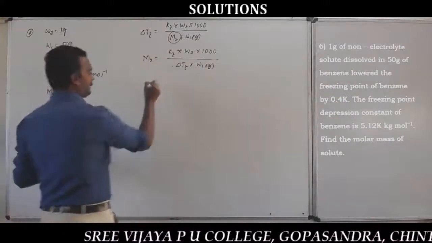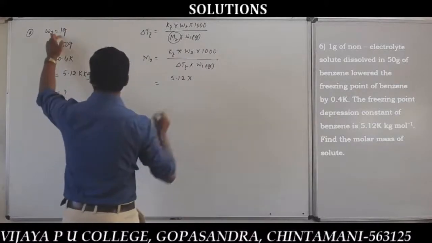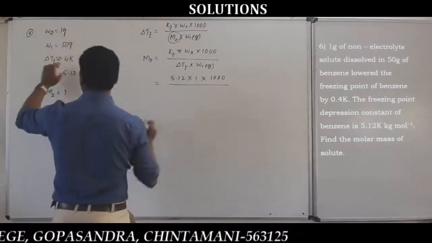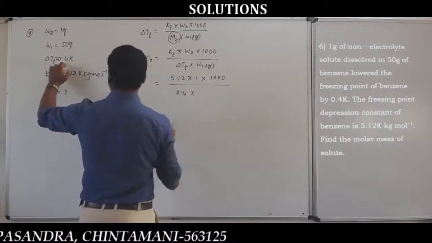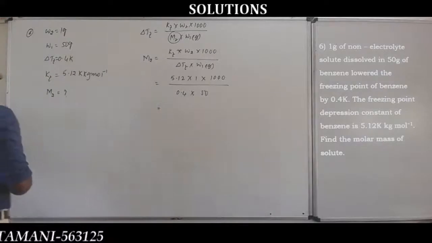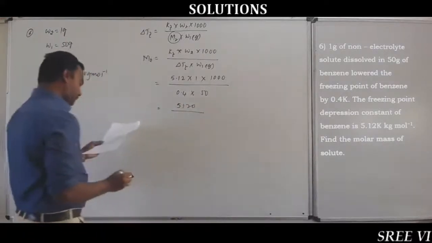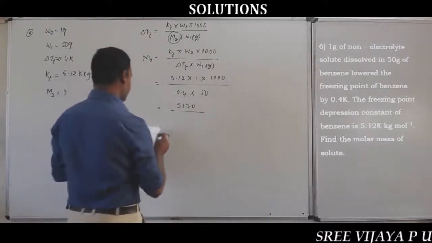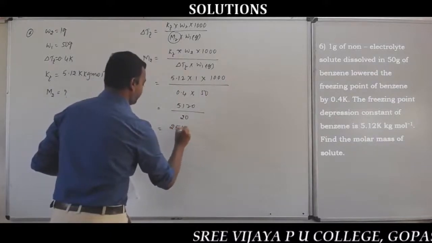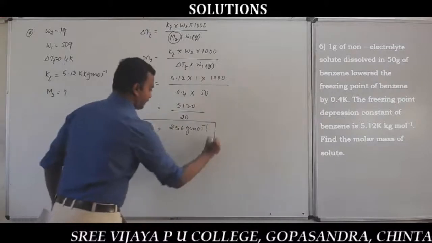Substitute the values. KF is 5.12, into W2 which is 1 gram, into 1000, divided by delta TF which is 0.4 Kelvin, into W1 which is 50. So 5.12 into 1 into 1000 is 5120, divided by 0.4 into 50, that is 20. That is equal to 256 gram per mole, the molar mass of the solute.